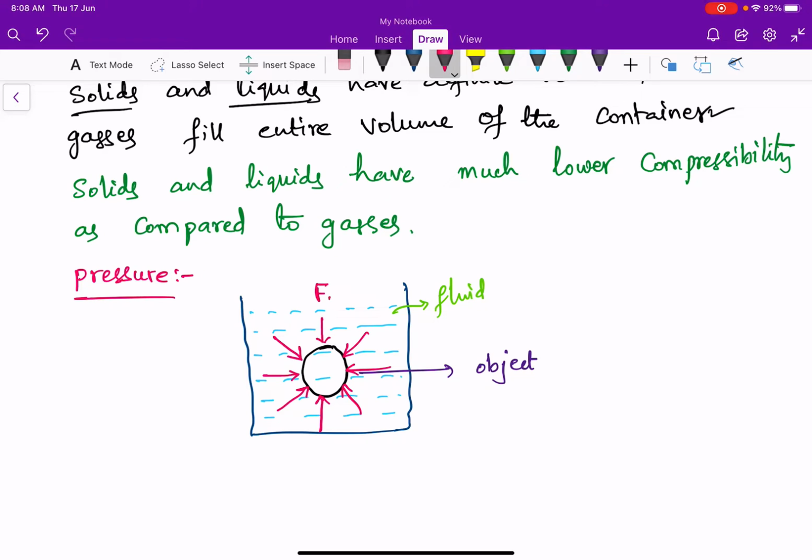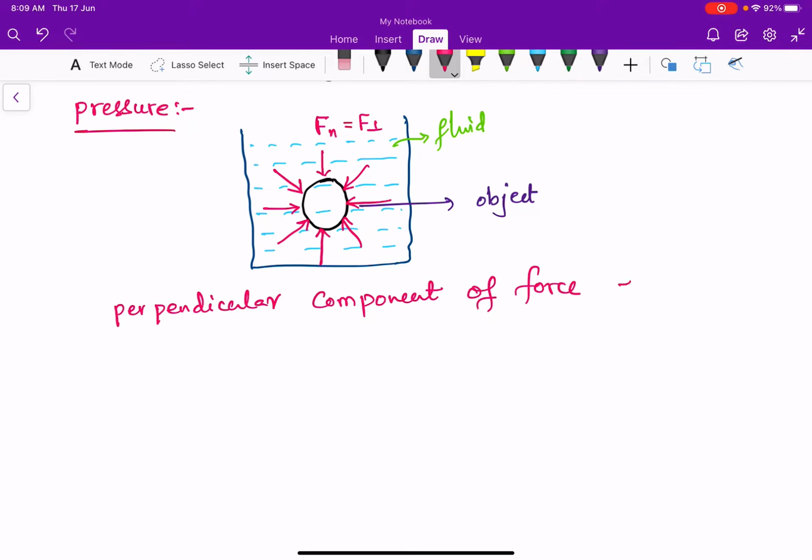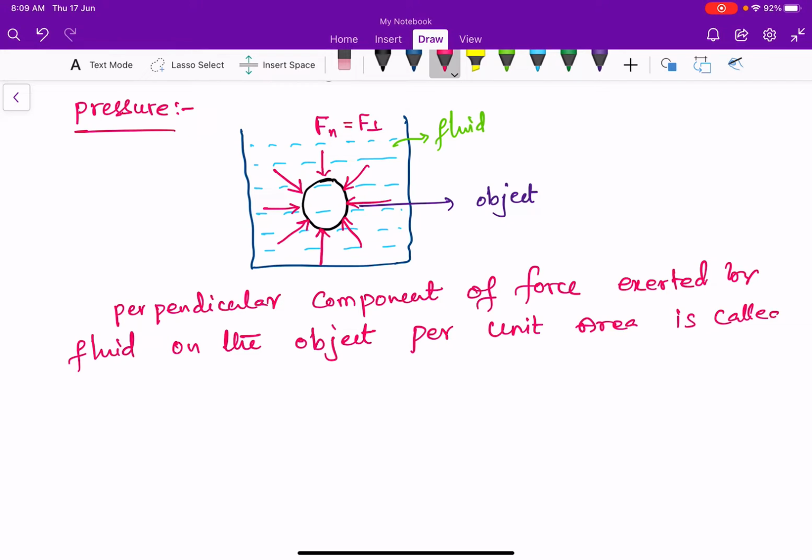This normal force, or perpendicular force per unit area, is called pressure. The normal component of force, or perpendicular component of force, exerted by the fluid on the object per unit area is called pressure. We call it hydrostatic pressure. So pressure equals the perpendicular component of force exerted by the fluid on the object per unit area.